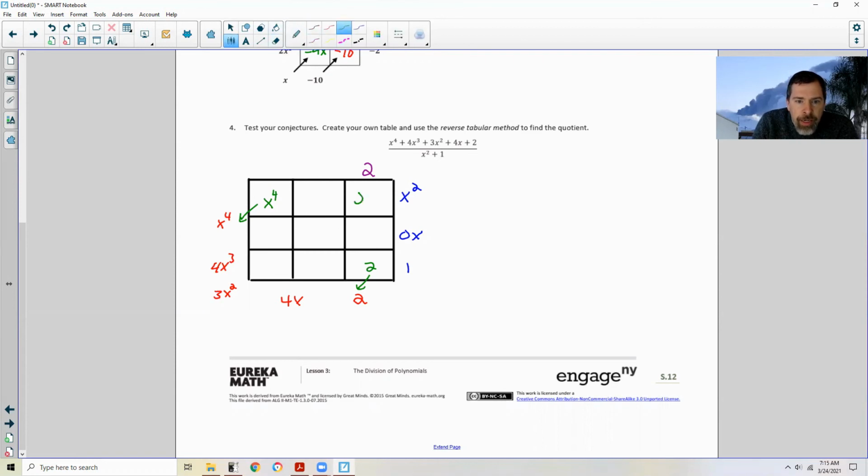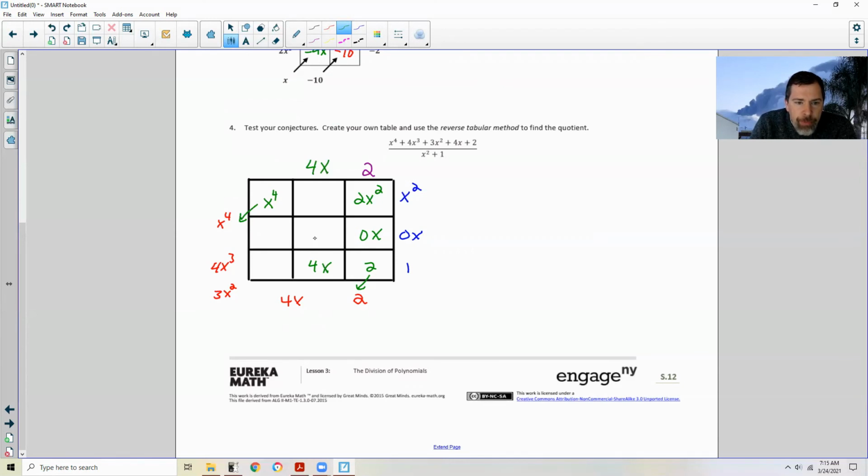Is 2x squared. 0x times 2 is still 0x. And I'm going to write that. Okay. Alrighty, so then I come over to here. Well, I need a 4x and that's 0. So this has to be 4x because 4x plus 0x is 4x and 4x times 1 is 4x. So I need a 4x up here.